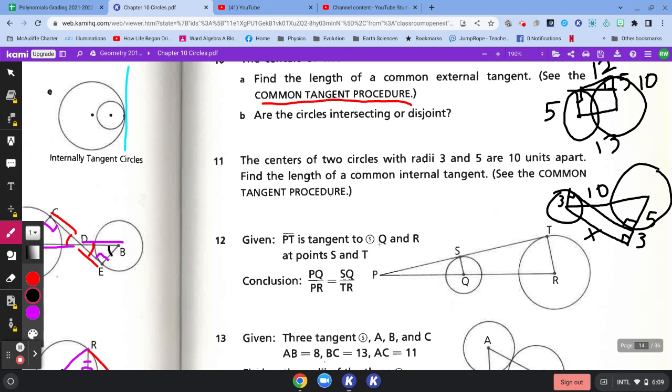Given PT is tangent to circles Q and R at points S and T, and we need to prove this proportion: PQ is to PR as SQ is to TR, as the radii are to each other.